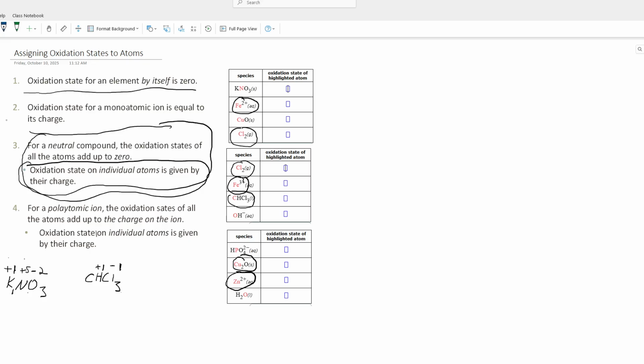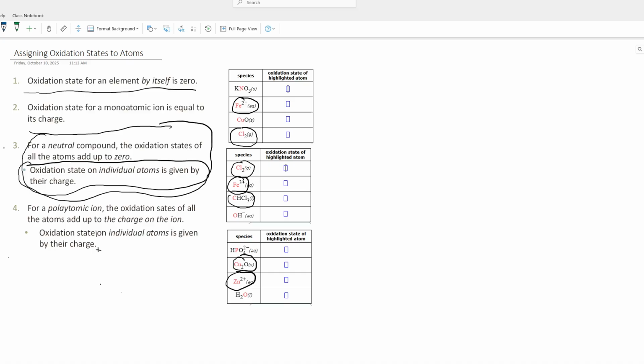3 times a -1 is a -3. 1 times a +1 is a +1. So I can see here that my carbon has to be a +2. Why? Because 1 times a +2 is a +2. 2 + 1 - 3 = 0. Okay, let's do what the rule number 4 is really talking about here.